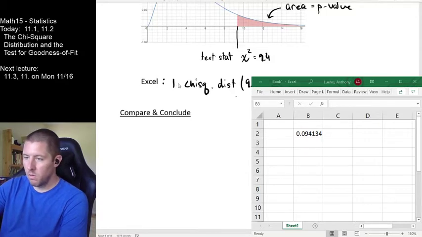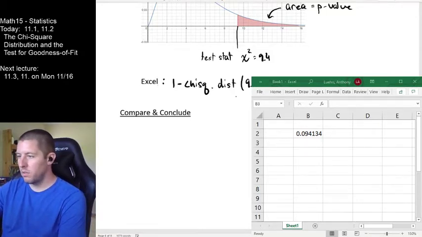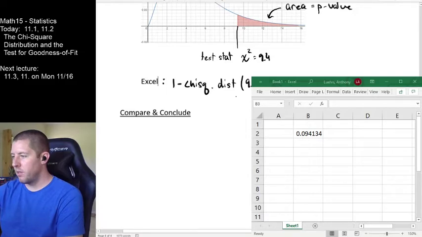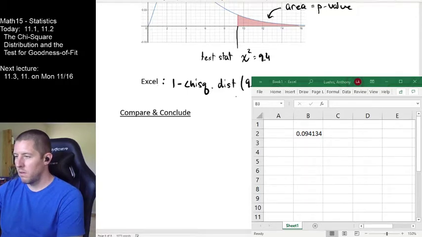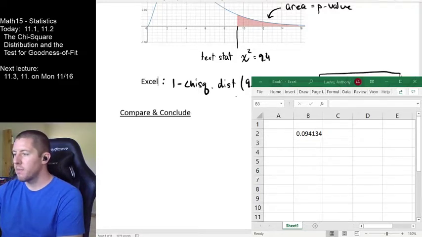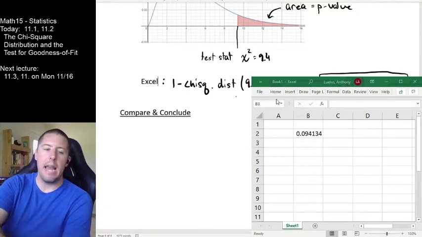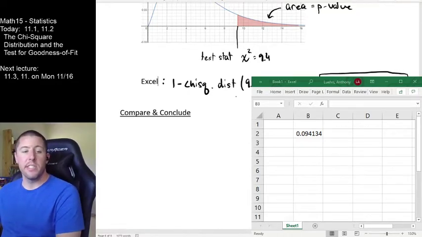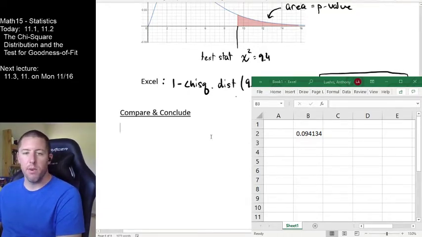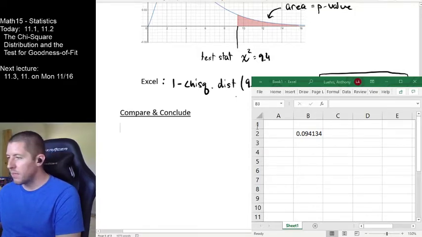Oops. 1 minus this equals, and I'm getting 0.094134. That's our p-value there. So notice that what this is saying to me is that if we were to perform this experiment again, there is about a 9% chance that we would see a result at least as extreme as this if we perform this experiment a second time.